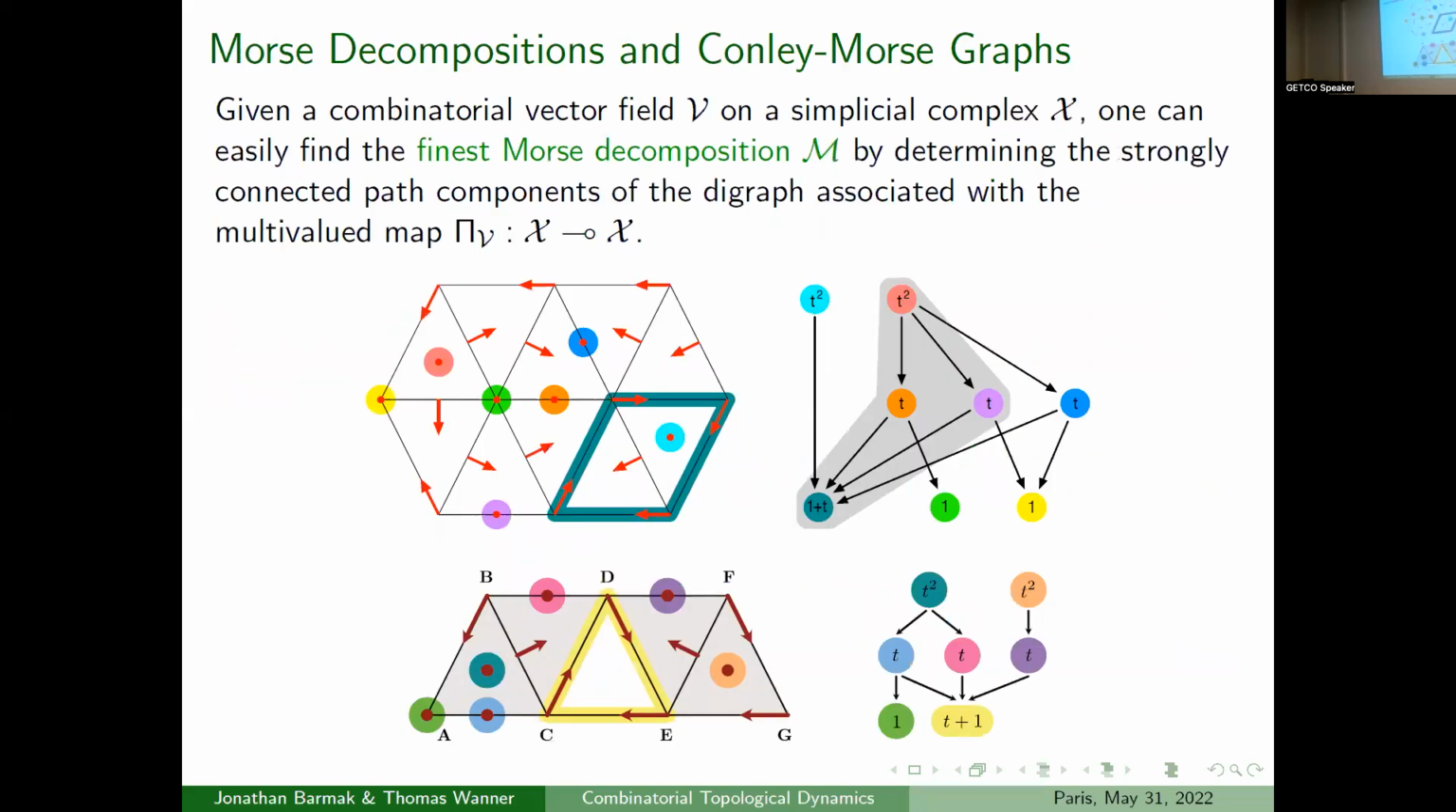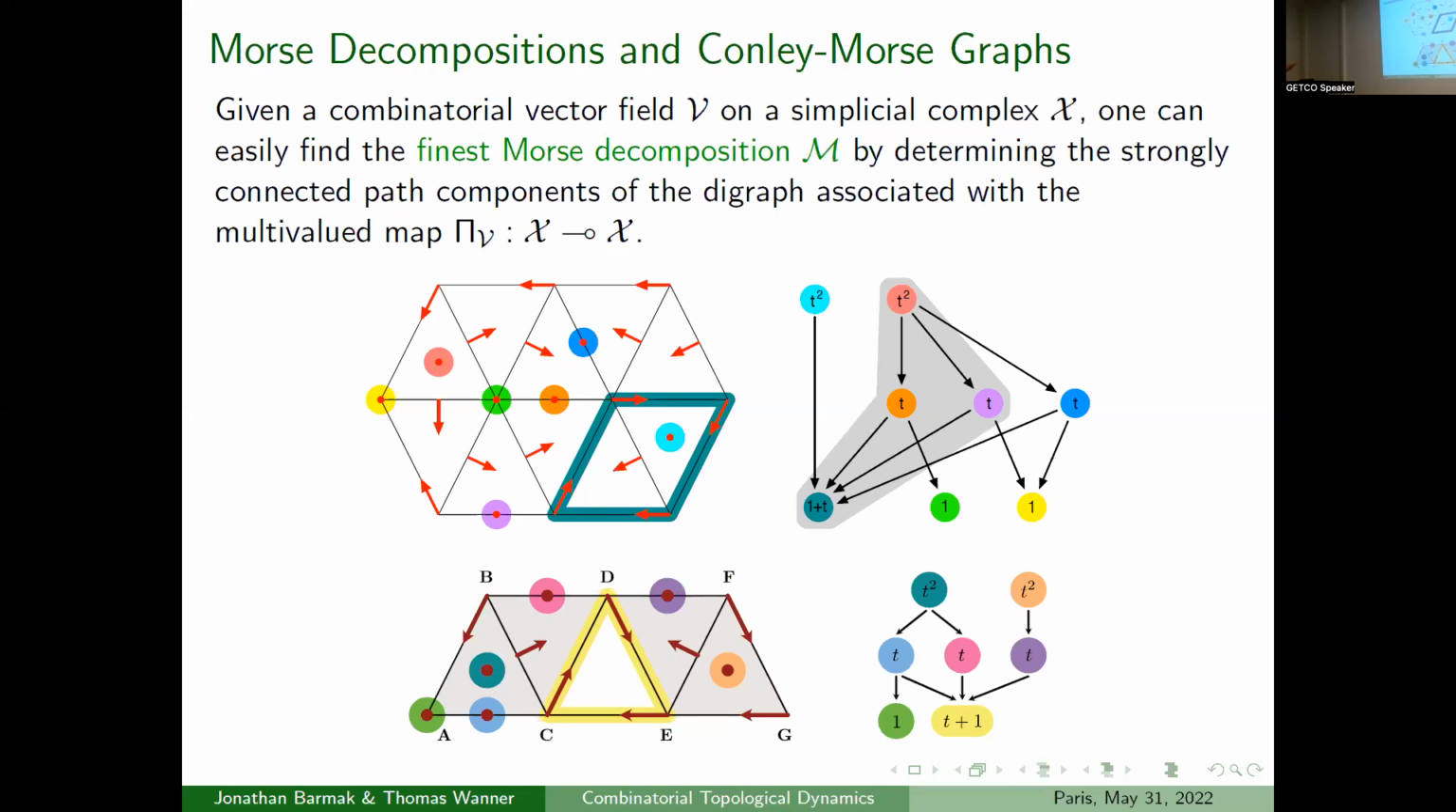Here are just a couple of examples of what this looks like. Here's a combinatorial vector field on this disk. Different shape, the two cells are all part of it. There are lots of isolated invariant sets. So the associated Conley-Morse graph is the one on the right, and you see exactly what the global dynamics of this particular system is. Down here's another one with the associated Conley-Morse graph.